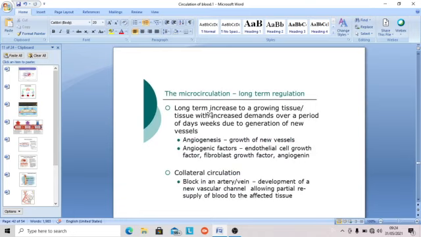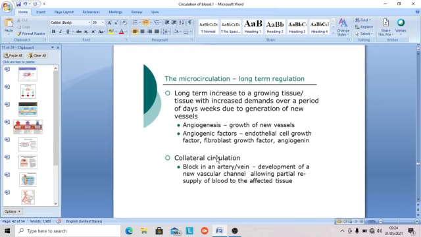Long-term regulation applies to growing tissue. If there is increased demand, what will happen? In a growing tissue with increased demand over a period of days or weeks, new vessels will be generated. It is called angiogenesis, growth of new vessels. Angiogenic factors are endothelial cell growth factor, fibroblast growth factor, and angiogenin. If demand increases and hypoxia persists, that will lead to angiogenesis.